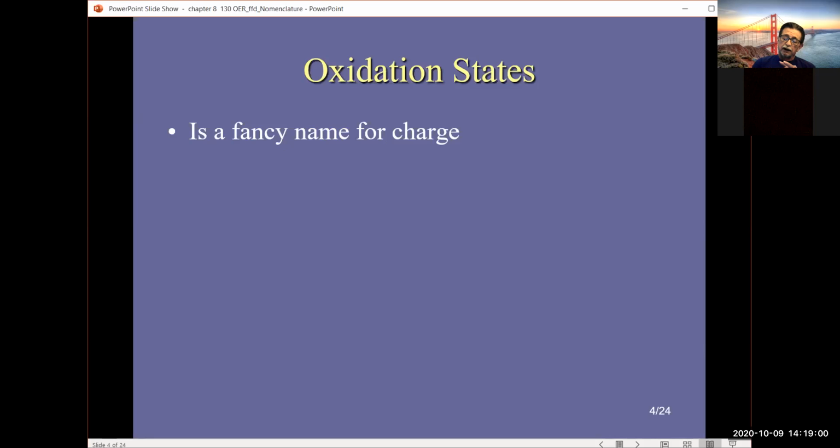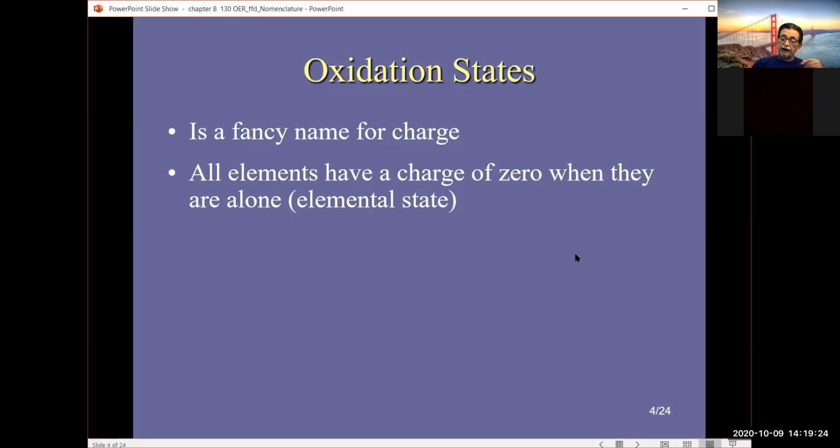And so technically what we should be using is the term oxidation state, because the oxidation state will tell you the charge, if you will, be it an ionic compound or a covalent compound. So I may interchange the terms oxidation state and charge.